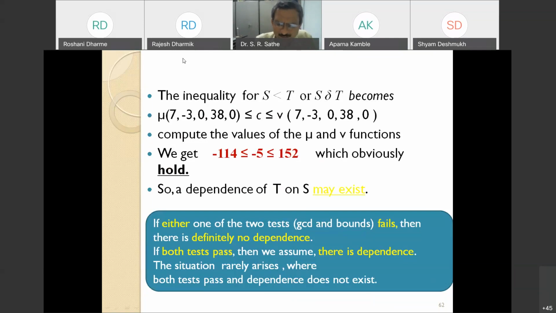2 sessions on OpenMP and MPI, and 1 session is on life management, as per the suggestion from AICTE. Life management, that is the motivational session.